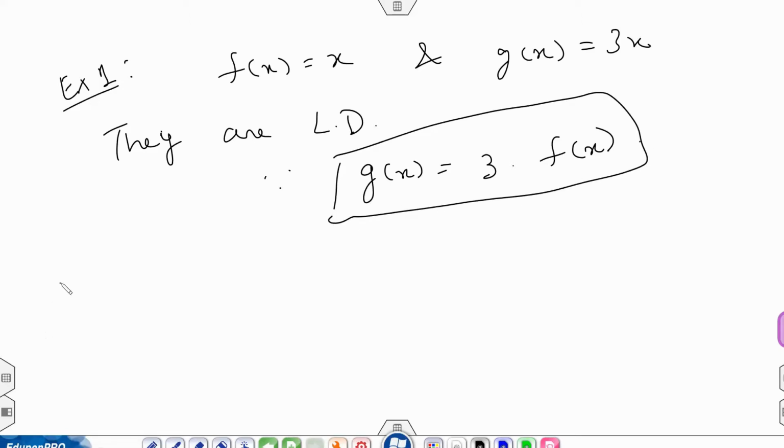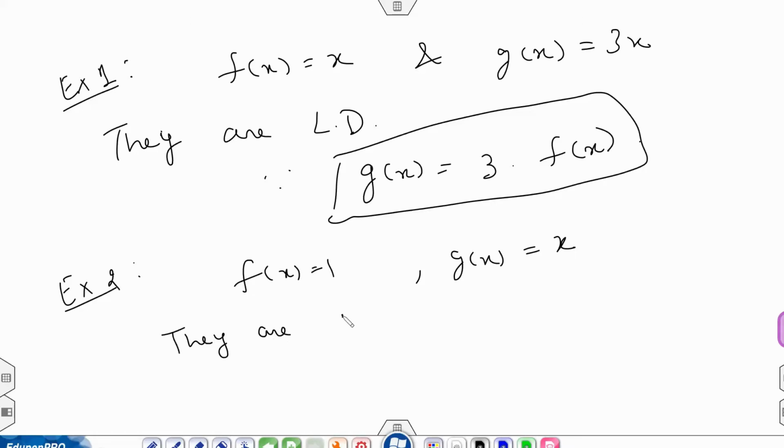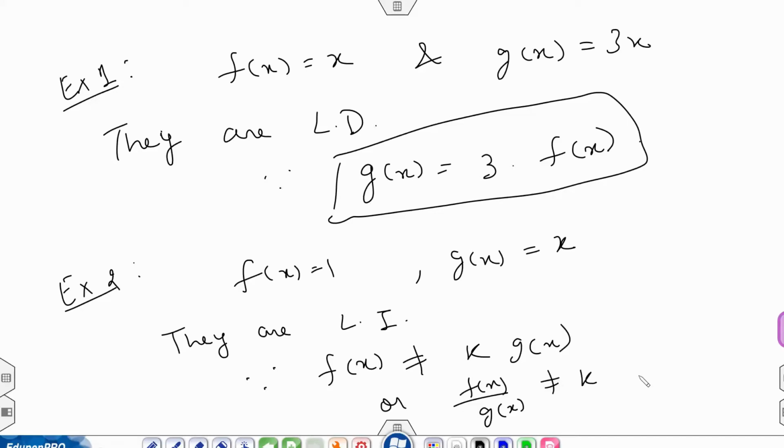Now example 2: if I have f(x) is equal to 1 and g(x) is equal to x. These functions are linearly independent. Why are they linearly independent? Because I cannot write f(x) as a constant multiple of g(x), or f(x)/g(x) is not equal to any constant. So f(x) and g(x) are linearly independent functions.